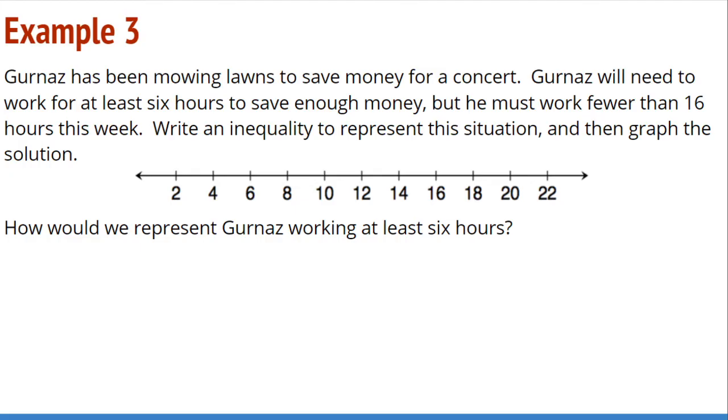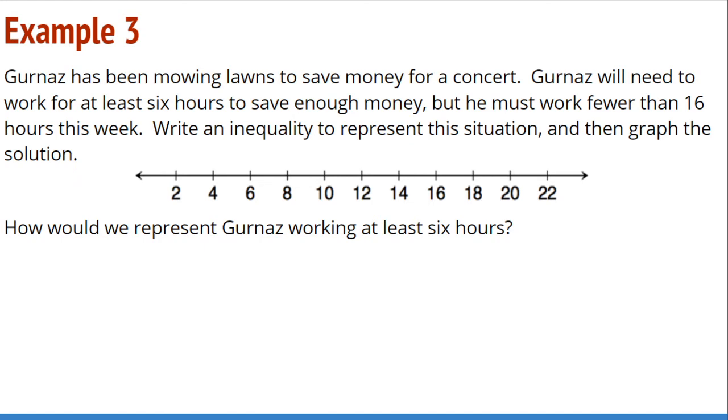Example 3. Grenars has been mowing lawns to save money for a concert. Grenars will need to work for at least 6 hours to save enough money, but he must work fewer than 16 hours this week. So he needs to work at least 6 hours, but he can't work more than 16. He has a range. Write an inequality to represent the situation and then graph the solution.